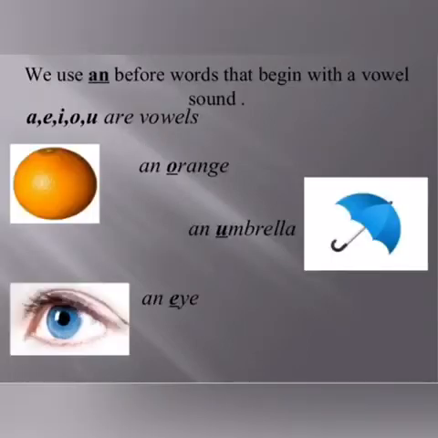Now take a look at this example. We use an before words that begin with a vowel sound. For example, A, E, I, O, U are vowels. We use an with the vowel sound. Okay? For example, an orange, an umbrella, an eye.